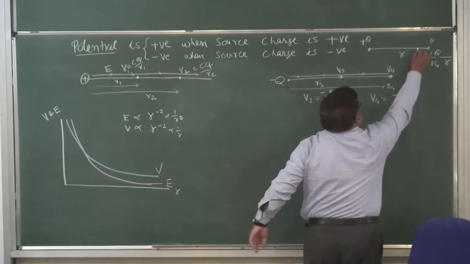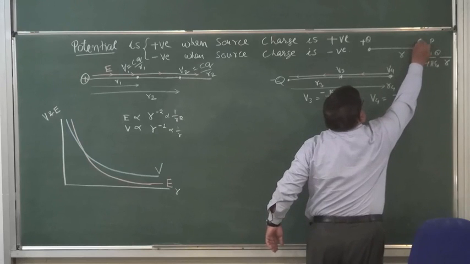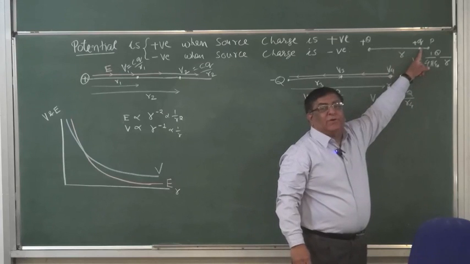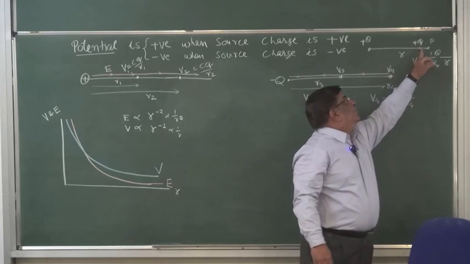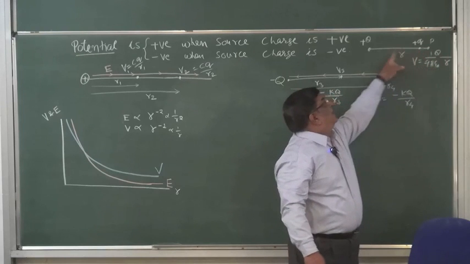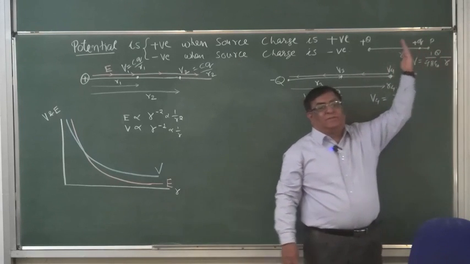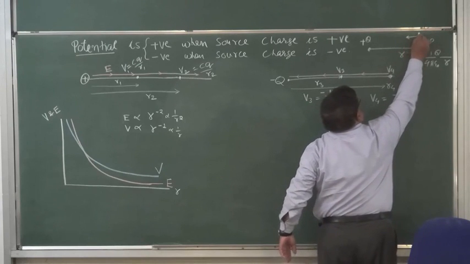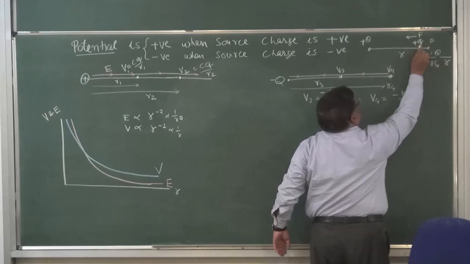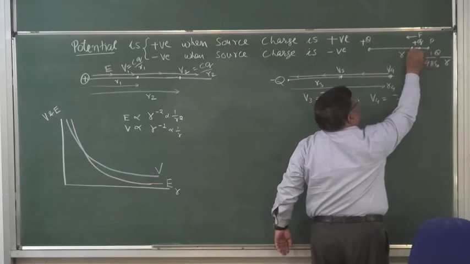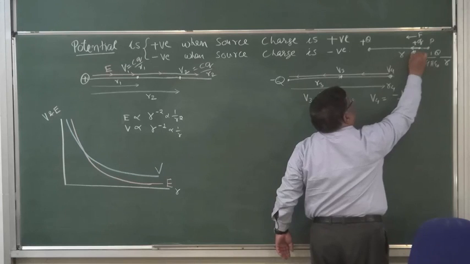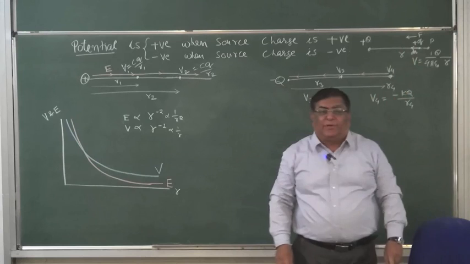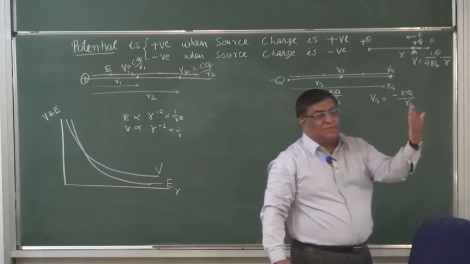Plus, and what do I have in my hand? Q, and this Q is also plus. What is the natural force between the two? Repulsion. It is trying to go in this direction. So if I want to bring it here, I have to apply a force in this direction. This is the direction of my applied force, and my displacement is also in this direction. Both directions are the same. So what type of work am I doing? Positive.